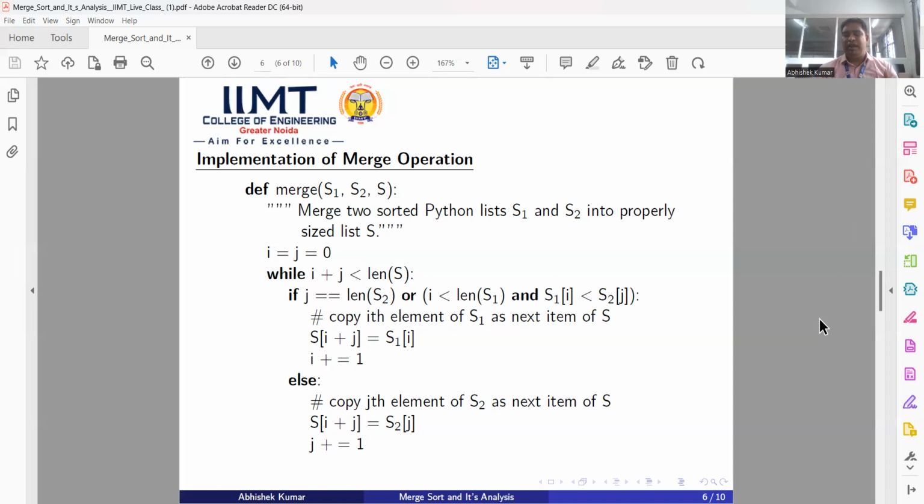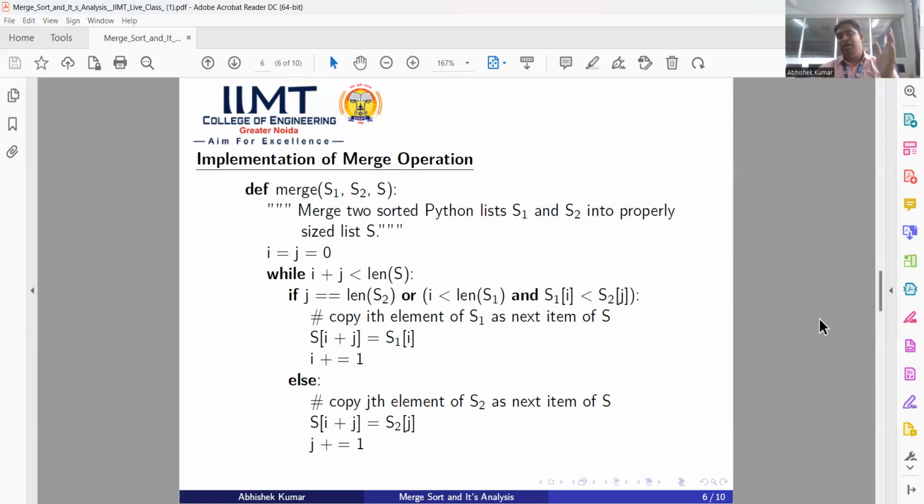What is the condition that the while loop is following? If we add the index of S1 and the index of S2, that value should always be less than the length of S. If that condition is true, then in a particular sequence with n elements, in the worst case that while loop will run up to n times. We will see when we discuss how much time the merge operation will take.